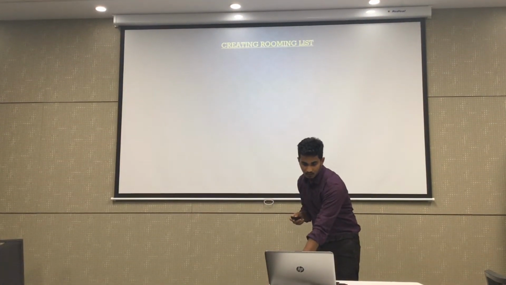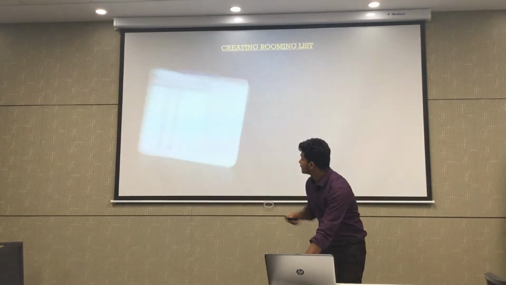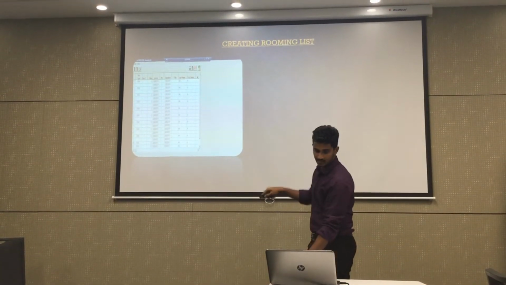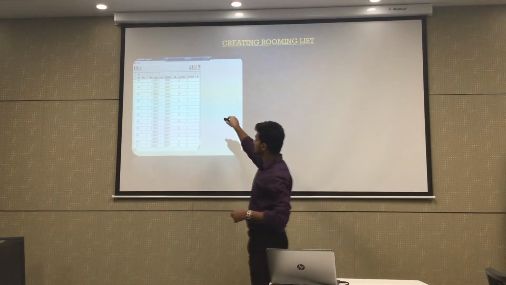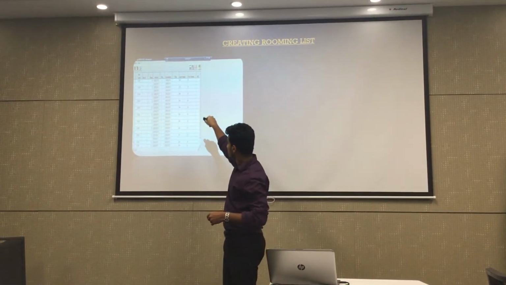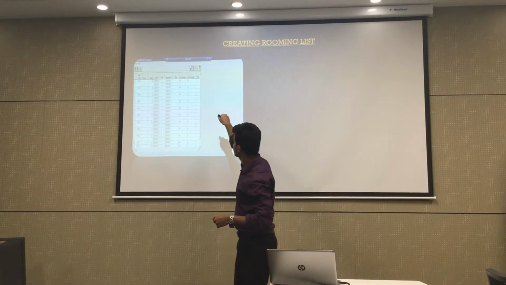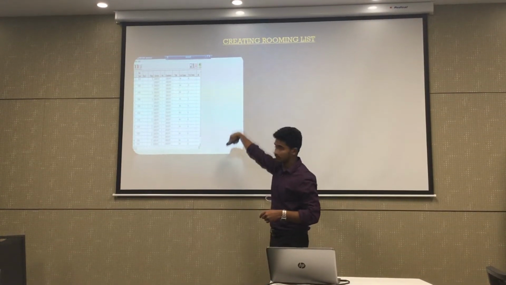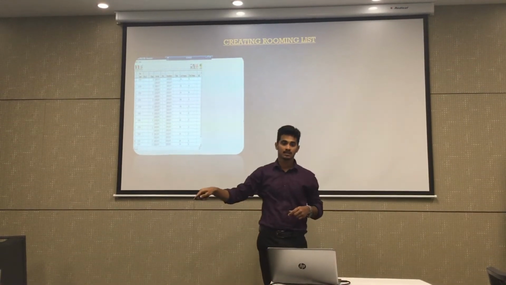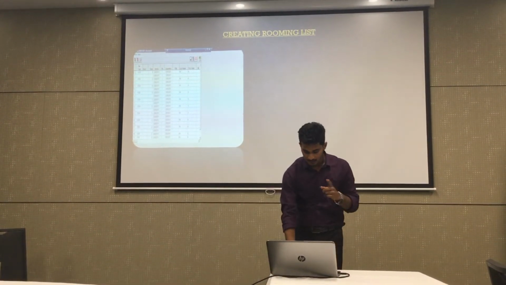And creating rooming list. Okay, this is the outcome of the previous step, which is creating a reservation. When I create a reservation, here it is mentioned the room type, the arrival date, departure date, and the names of the guest. So basically, this is what I was creating in the previous step, and that's the outcome.